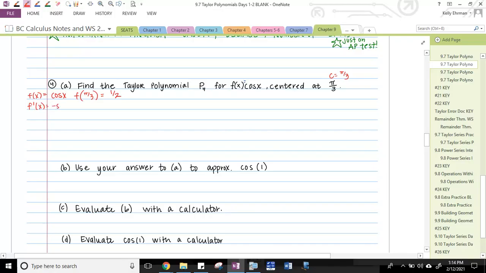First derivative of cosine is negative sine. Negative sine of pi over 3 is negative radical 3 over 2. Derivative of negative sine is negative cosine. Negative cosine of pi over 3 is negative 1/2. Third derivative is positive sine.